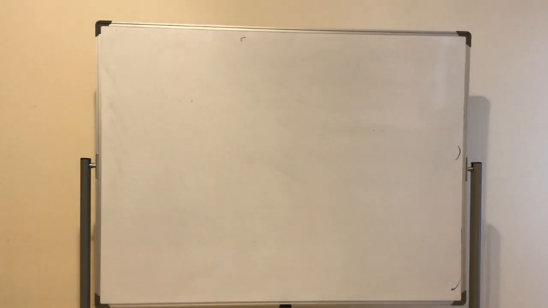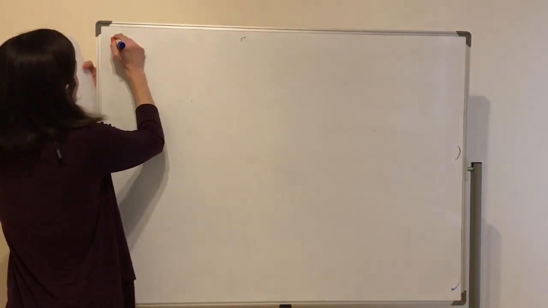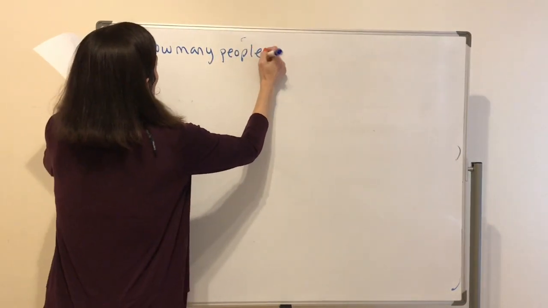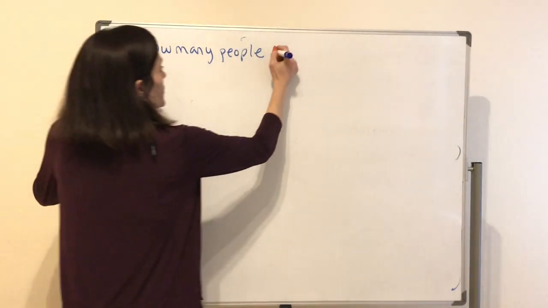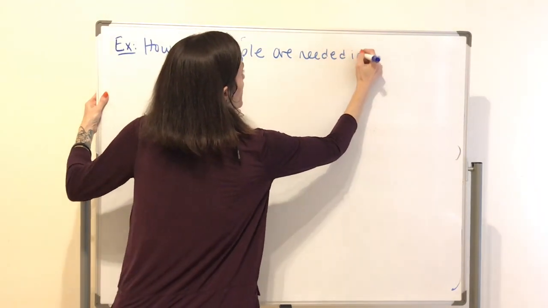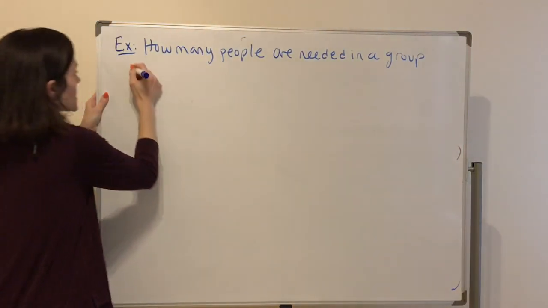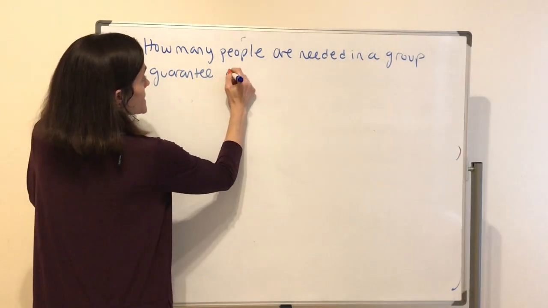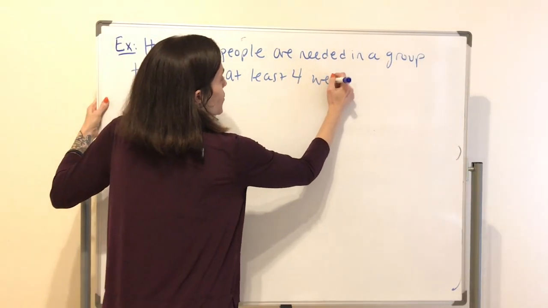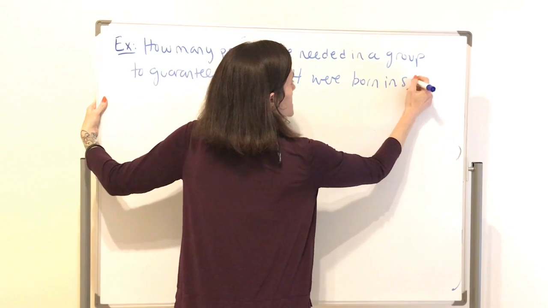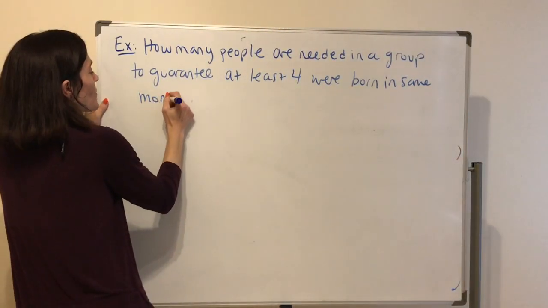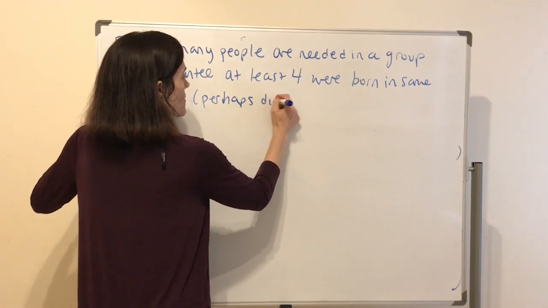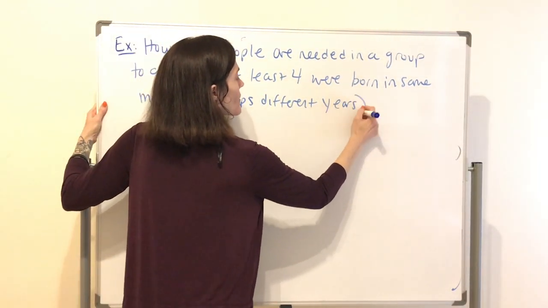One more example. This will be our last. How many people are needed in a group to guarantee at least 4 were born in the same month? And I don't mean the same month and year, so they were perhaps born in different years. Okay?